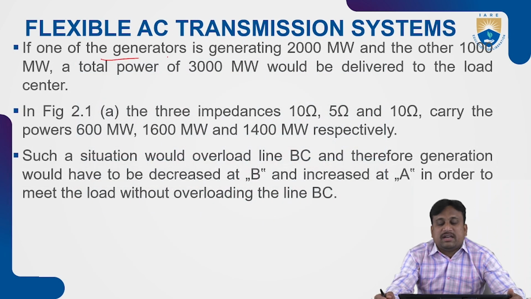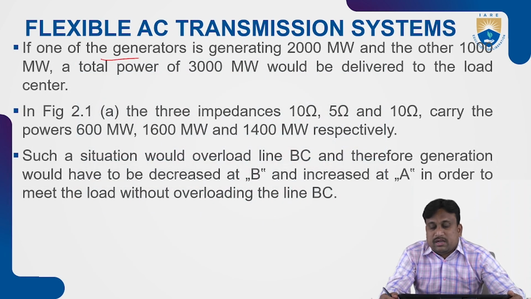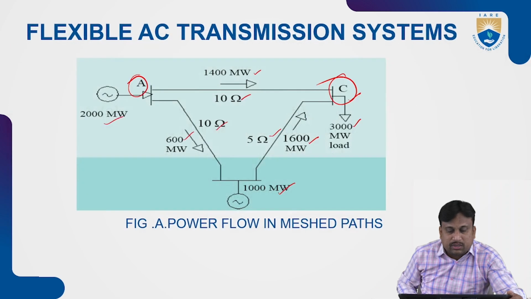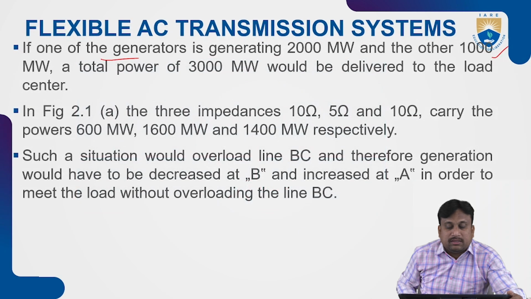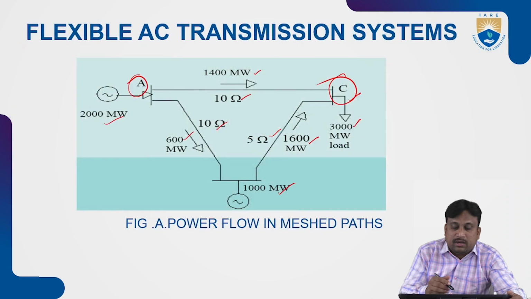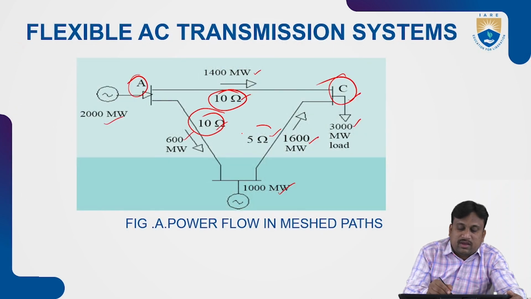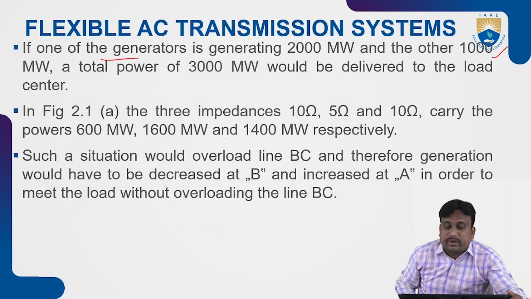So here if one of the generators is generating about 2000 megawatts and the other about 1000 megawatts, then the total power of 3000 megawatts should be delivered to the load center. This happens usually in mesh networks. In the diagram shown here, the three impedances are 10 ohms, 10 ohms, 5 ohms, which will carry powers of about 600 megawatts, 1600 megawatts and 1400 megawatts respectively.